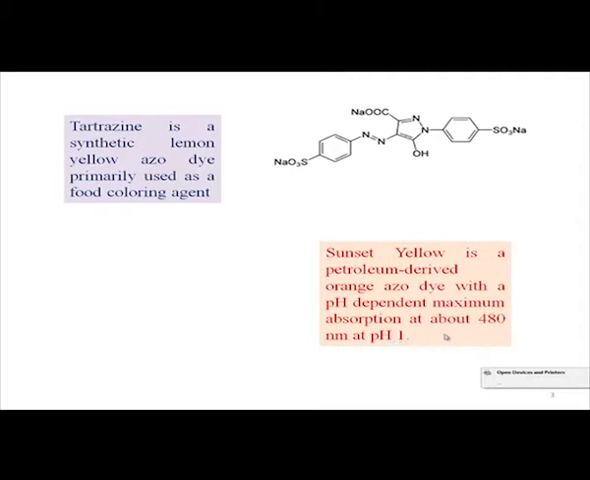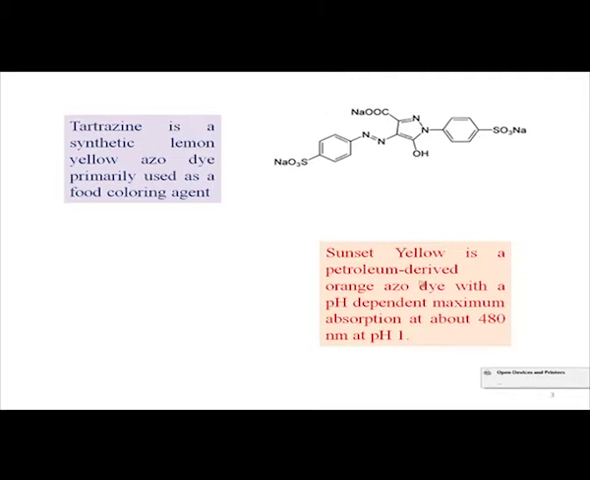So, earlier, in the case of your methyl orange and methyl red indicator, you can have two forms because you go for deprotonation of the phenol part, but here we do not have any phenol part in these molecules. So, you do not have any form like HIn and In minus. This is the only form.